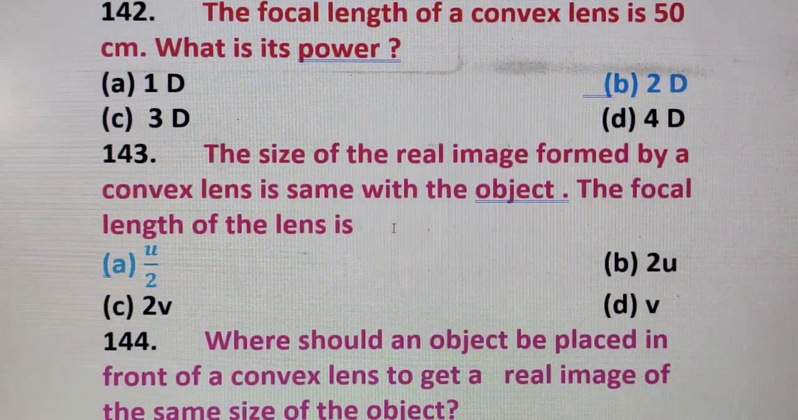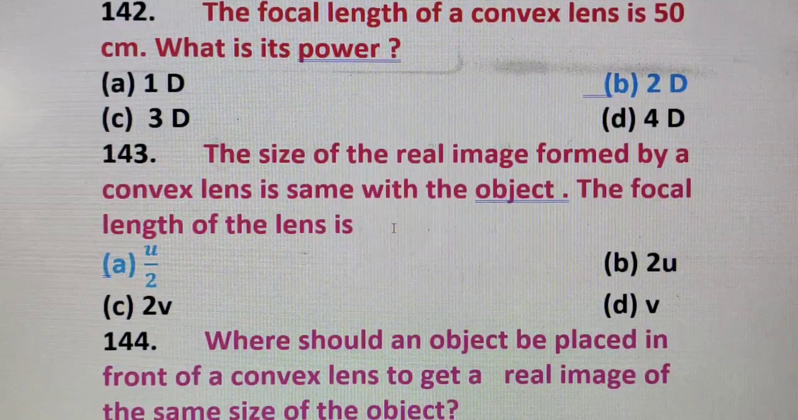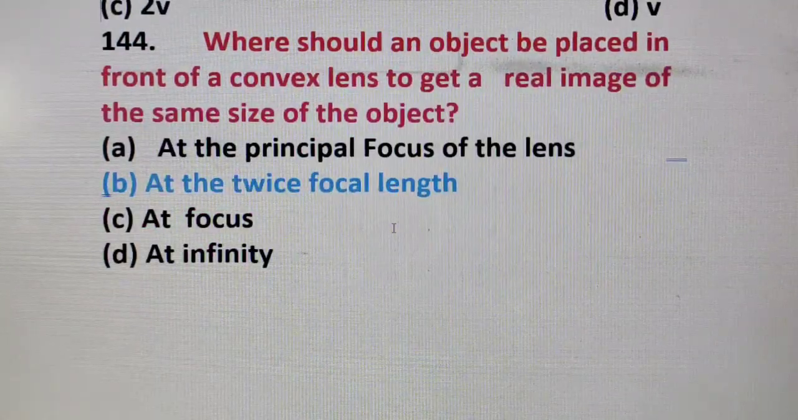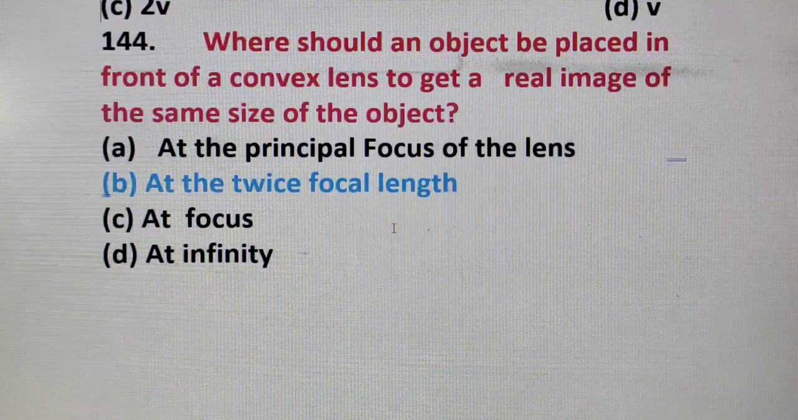The size of a real image formed by a convex lens is the same as the object. The focal length of the lens is half of the object distance. Where should an object be placed in front of a convex lens to get a real image of the same size? That is at the center of curvature, or twice the focal length.